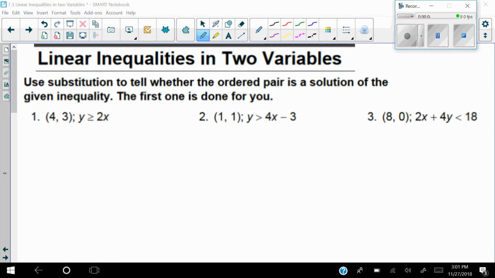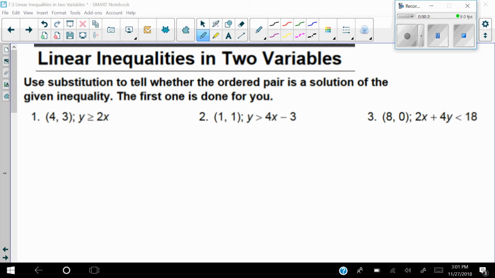This is part two to that lesson. In the previous lesson, I talked about how to draw your linear equation, whether to make it a solid or dashed line, and how to shade. Do you shade above or below? And that area is all the solutions to the inequalities.